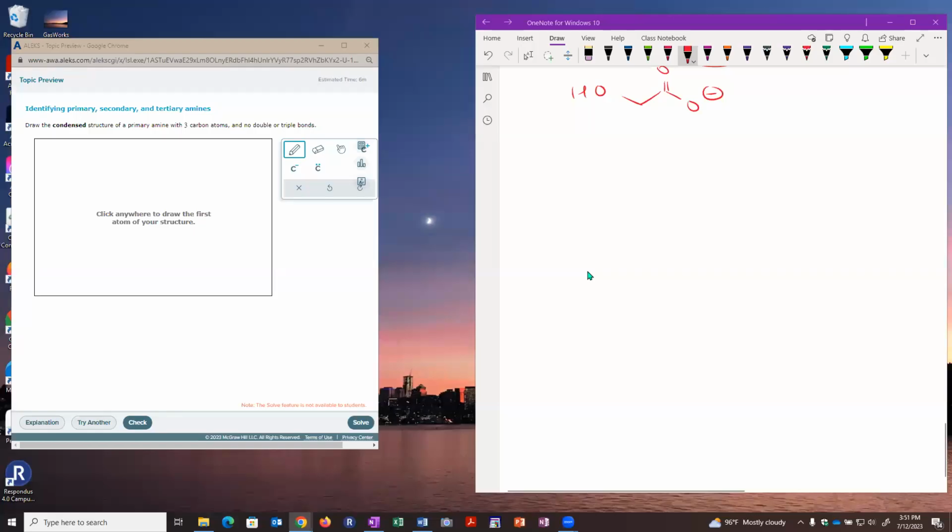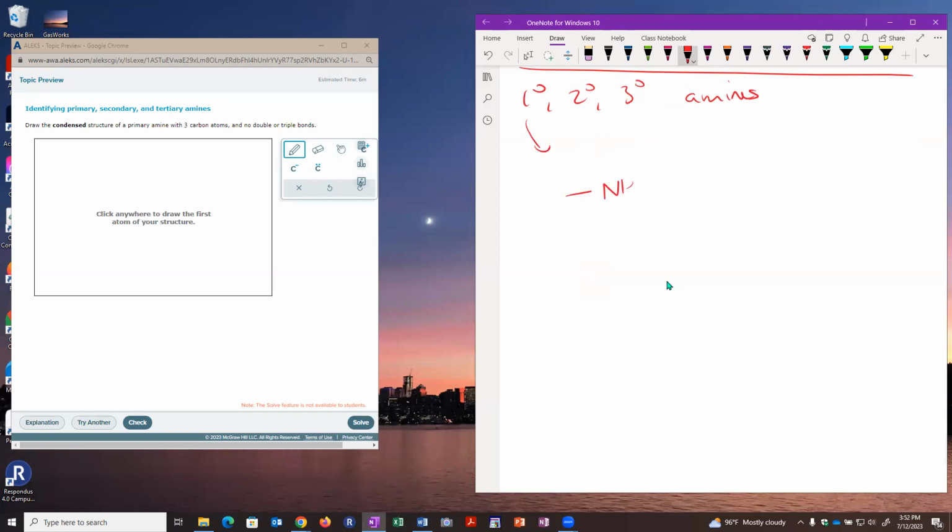Okay, so now we're going to take a look at recognizing and drawing primary, secondary, and tertiary amines. Amines are all going to look similar to each other. There's a nitrogen that's central to it. Primary amines are going to have a nitrogen connected to just one other carbon directly. Secondary amines have a nitrogen connected to two other carbons. And tertiary amines have a nitrogen connected to three other carbons.